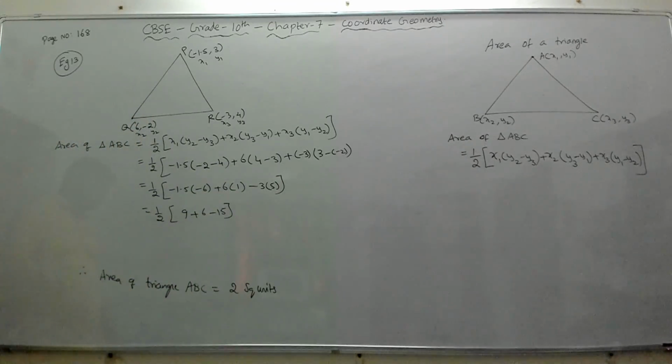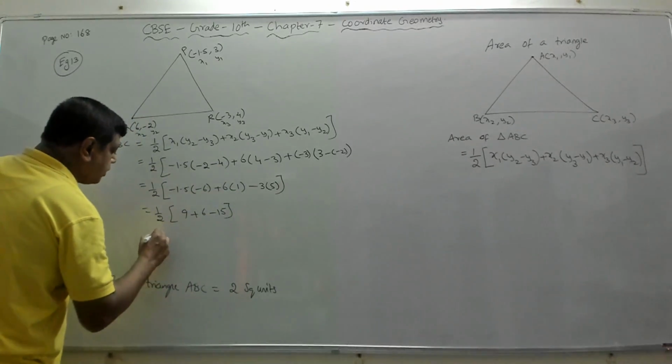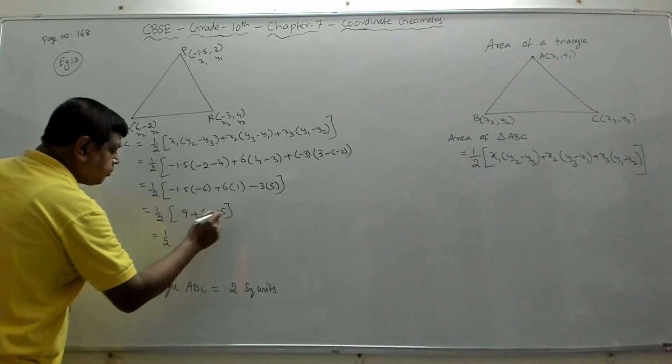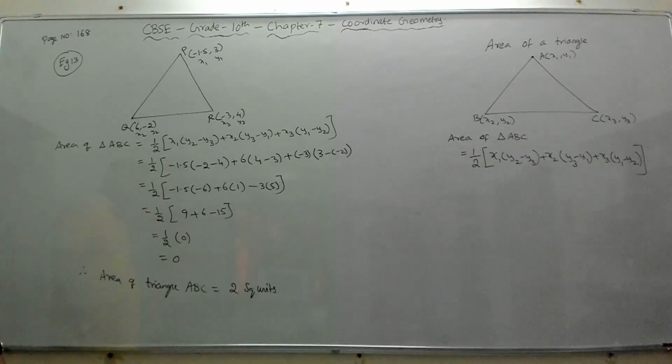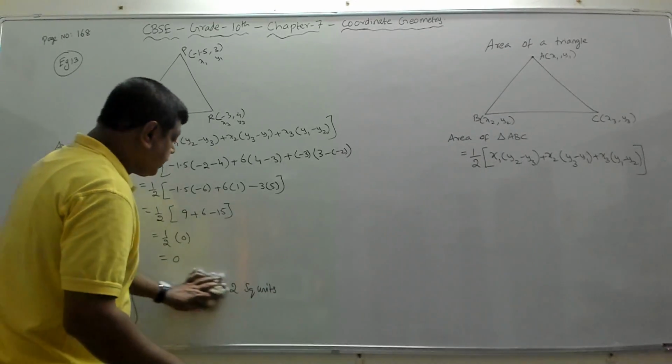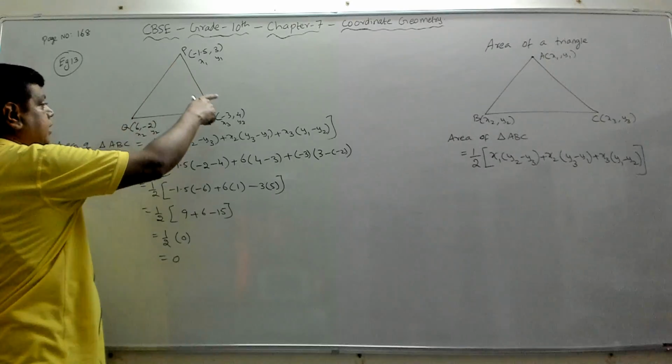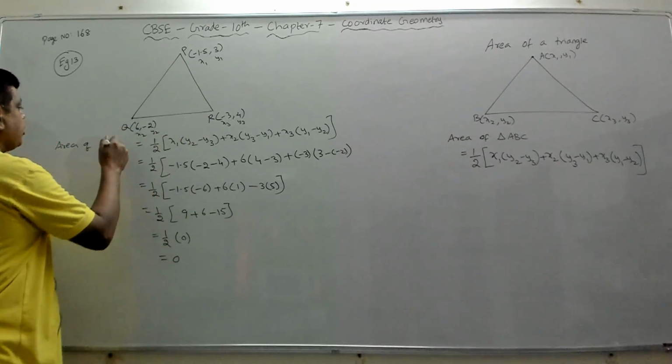Fine. So finally what we get? We get 1 by 2 into this is 15 minus 15 is 0. So you get 0. So which means what? The area of the triangle is 0. This is the area of triangle PQR.